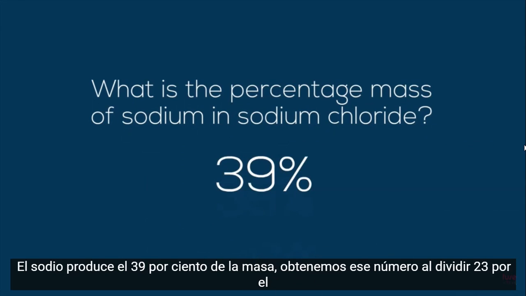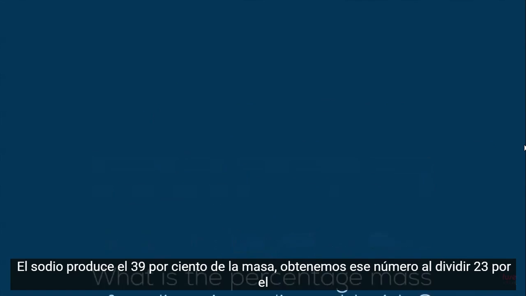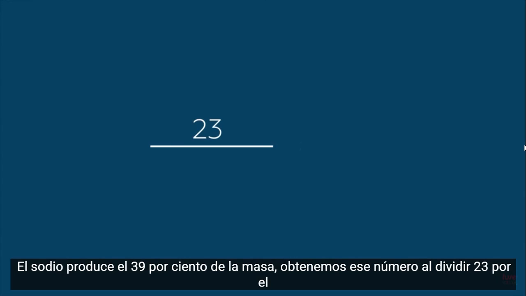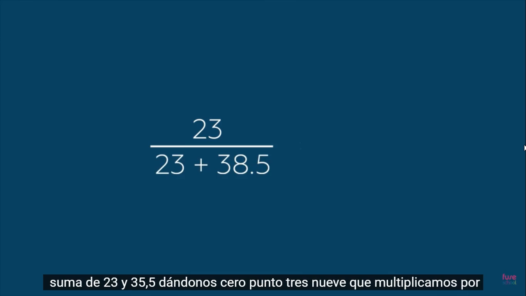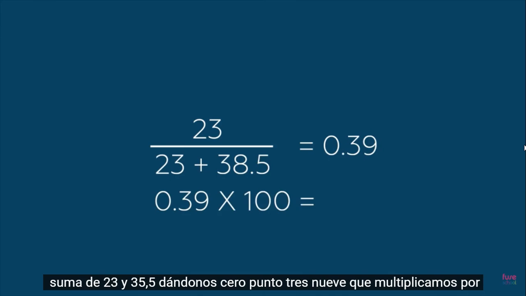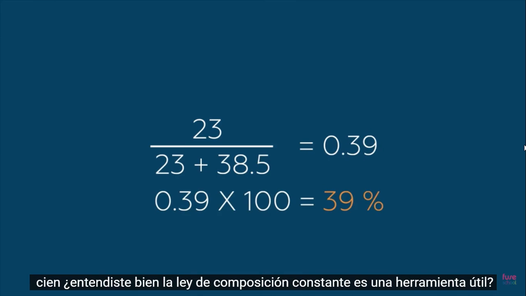Sodium makes 39% of the mass. We get that number by dividing 23 by the sum of 23 and 35.5, giving us 0.39, which we multiply by 100. Did you get that right?